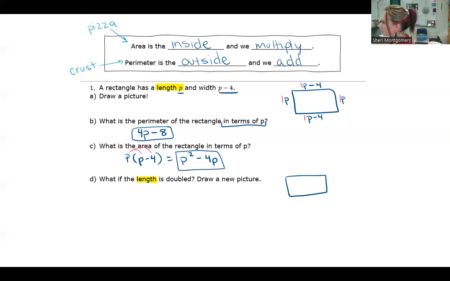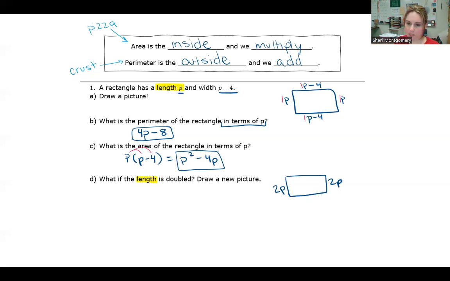How do we double something? What do we do? Would you mind switching your phone for a calculator? Thank you. How do we double something? Multiply by 2. Good job. So instead of having just P, it's going to be 2P.